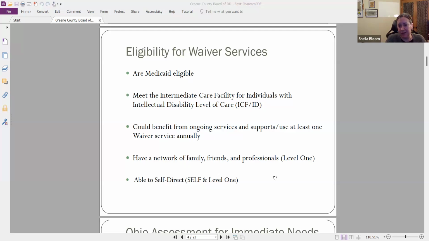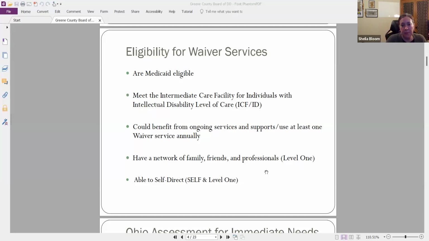And that could be something as simple as home delivered meals. If you have an individual who's medically fragile and you don't necessarily want folks in and out of your home providing care, there are other supports that we can offer that will help you to use that waiver. So benefiting from ongoing services can be anything from help with daily living tasks to transportation is a big one right now, employment services, day programming.